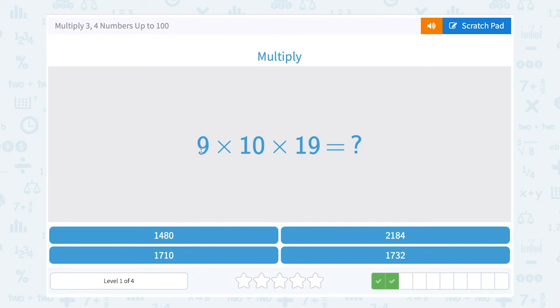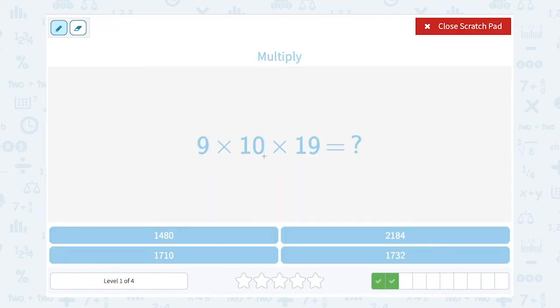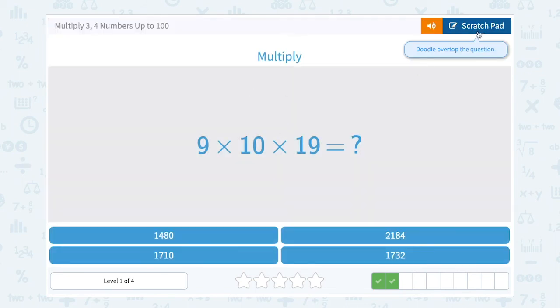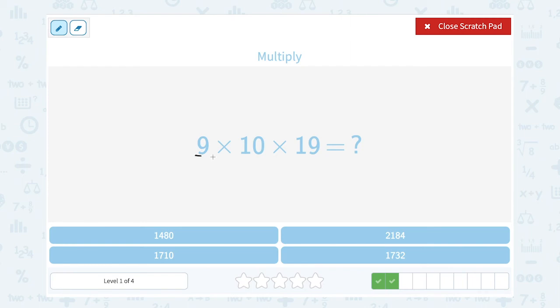Okay, 9 times 10 times 19. Well, multiplying by 10 is great because I would just add 0 on my answer. So I'm going to save that nice easy multiply by 10 until the very end. Let's start with 9 times 19, and then I'll multiply by that 10.